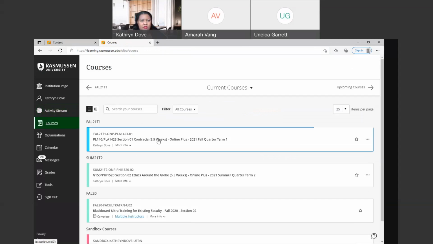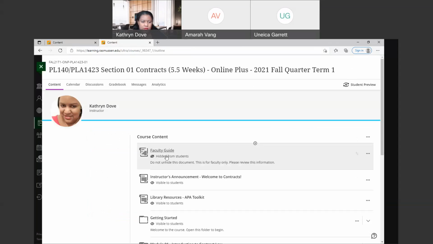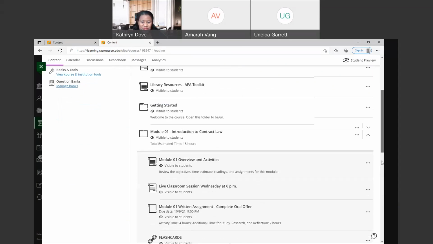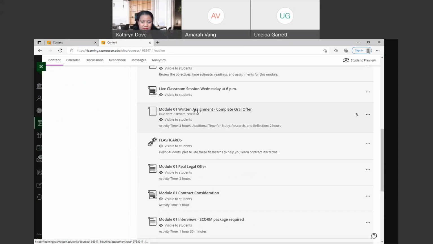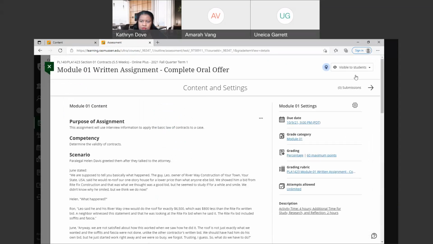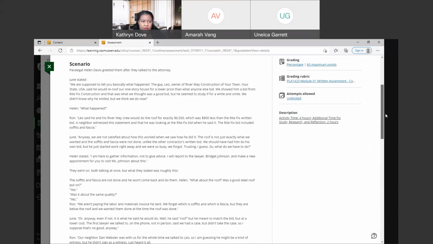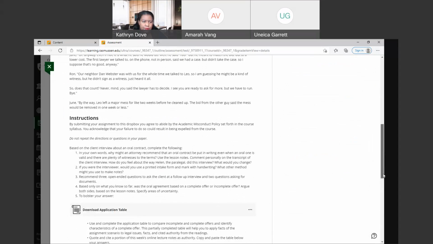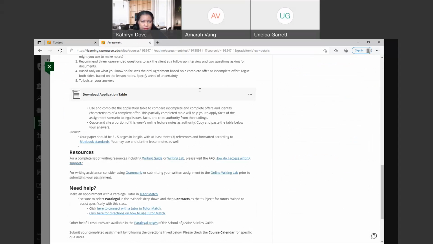Courses. We are in fall term 1. And we are looking at module 1, Introduction to Contract Law. We are looking at your first written assignment, which is due on Sunday at midnight Central Standard Time. So the scenario again is about re-roofing a 1-story house. And then there's an application table, download application table. So you'll need to download this application table.